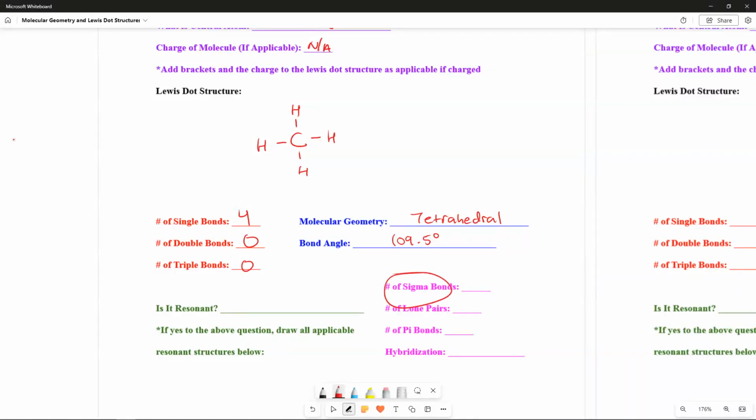Looking at sigma bonds, we're going to have 1, 2, 3, 4 sigma bonds, no lone pairs on carbon, and no pi bonds, because they're all single bonds. Once again, you hold 4 fingers up, 1 goes to S, fold 1 finger down, the rest go as exponents to the P. sp3 is your hybridization. We have no resonance here because there's no double or triple bonds, so no, it is not resonant.